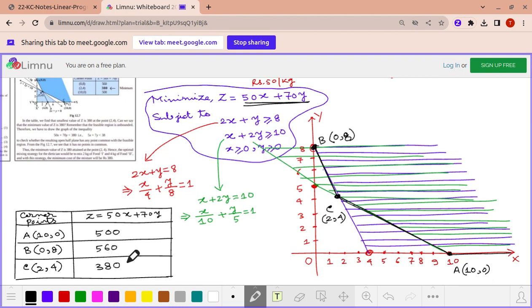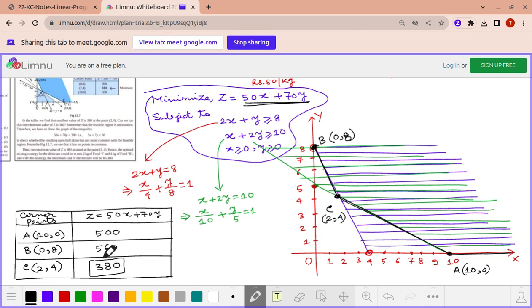Now what is our objective? Our objective is to find the minimum value of z. Out of all these three, 500, 560 and 380, we see the least value is 380. That is the least value, but whether it is a minimum value or not, we need to investigate a little further. Why? Because the feasible region is not bounded. If the feasible region is bounded, then no problem, 380 becomes the minimum value. But as the feasible region is not bounded, what do we need to do?